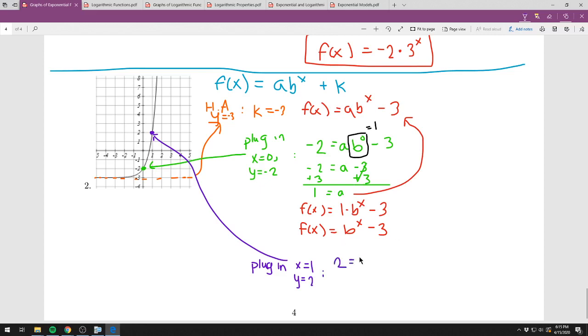We got 2 equals b to the 1 minus 3. Add 3 to each side because b to the 1 is just b. And we have b equals 5. All right, and then we'll finish up by plugging that in, and we will have our final answer. f of x equals 5 to the x minus 3.